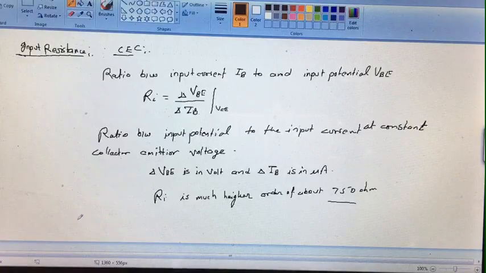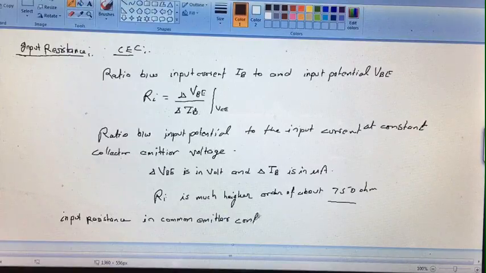So that's why input resistance in common emitter configuration is higher.